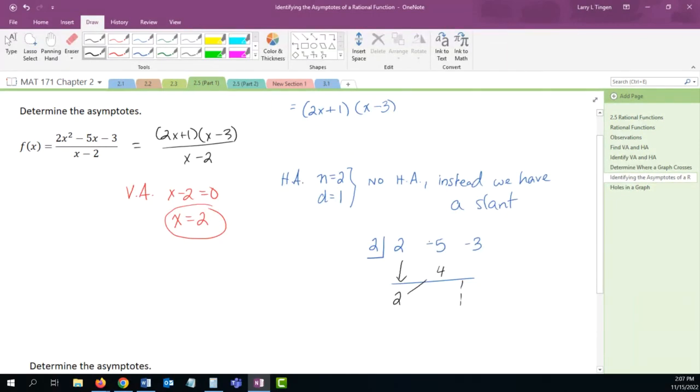Drop the 2. 2 times 2 is 4. Negative 5 plus 4 is negative 1. 2 times negative 1 is negative 2. Negative 3 plus negative 2 is negative 5. So I have a slant asymptote at y is equal to, this was squared, this was to the first power, this was the constant. So now that 2 goes to the first power, that negative 1 is the constant.